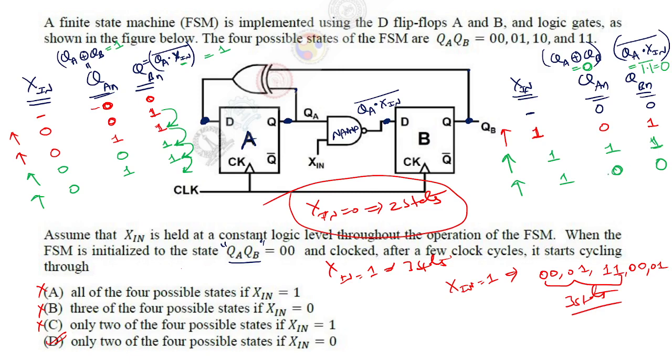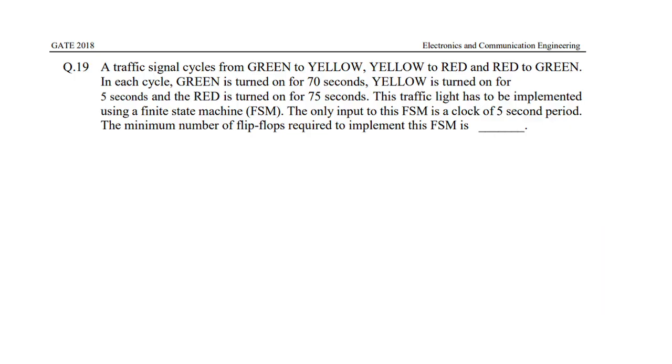So now what will happen? Again, the same cycle will repeat, right? You computed already. When 0, 0 is there, then what will happen? 0, 1 will be there, then 1, 1, then 0, 0, right? I'm saying when you take X in equal to 1, 3 states will be repeated. When you take X in equal to 0, 2 states will be repeated. Now accordingly choose the answer, whichever is the right answer. All right, Bunty?